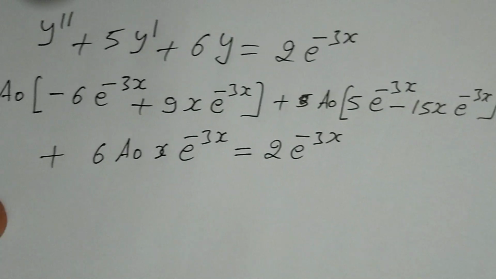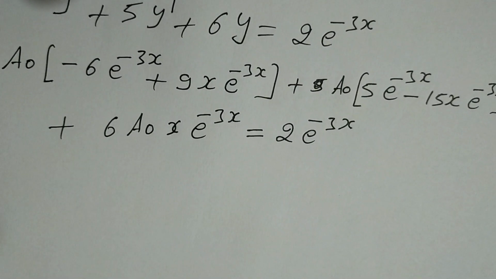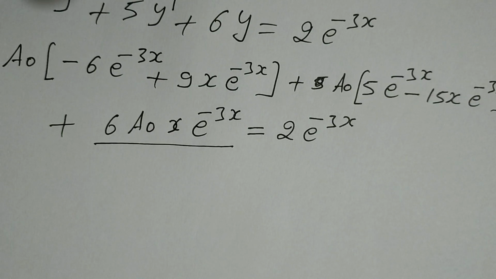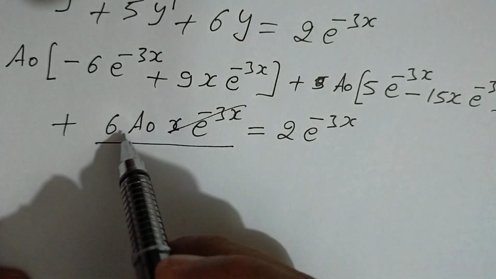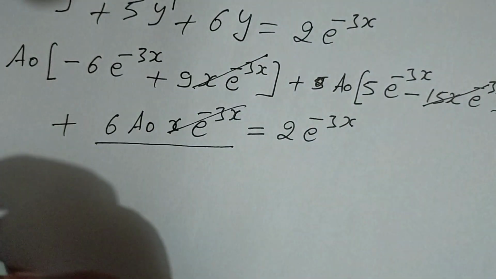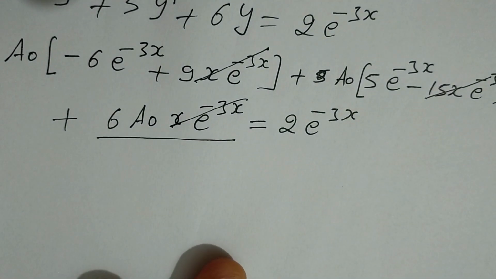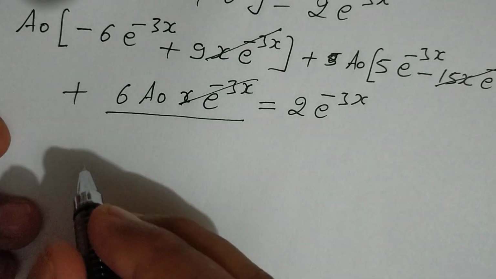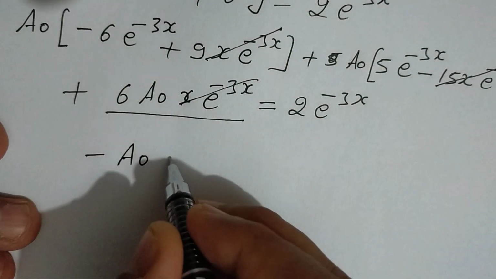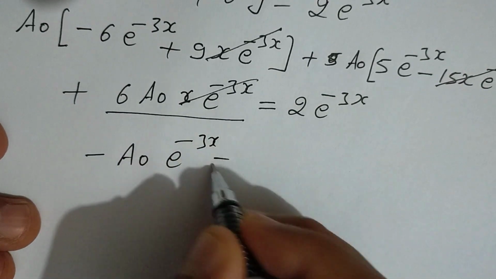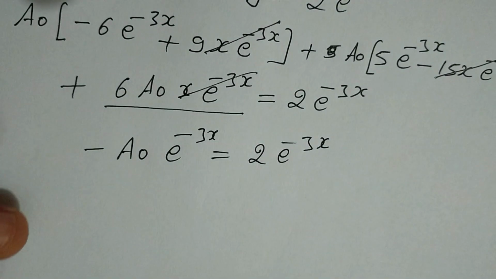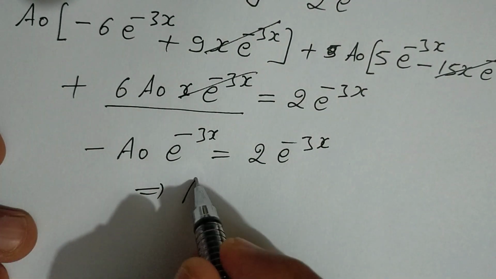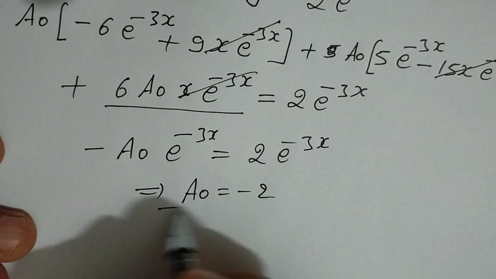So this is the equation. Now we solve for y0 and simplify. Then this x e power minus x part will be 0 because 9 and 6 15, so this will be cancelled. So we get minus a0 e power minus 3x equal to 2 e power minus 3x. So if you compare the coefficient, we get a0 equal to minus 2.